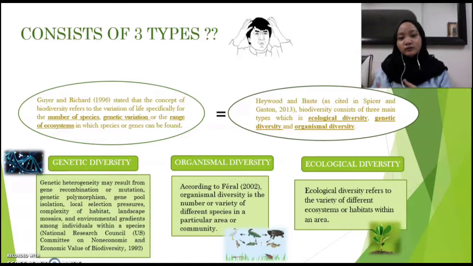According to Ferrer 2002, organismal diversity is the number or variety of different species in a particular area or community, while ecological diversity refers to the variety of different ecosystems or habitats within an area. Thus, we can conclude that organismal diversity explains diversity at a medium level, while ecological diversity explains biodiversity at a large level.